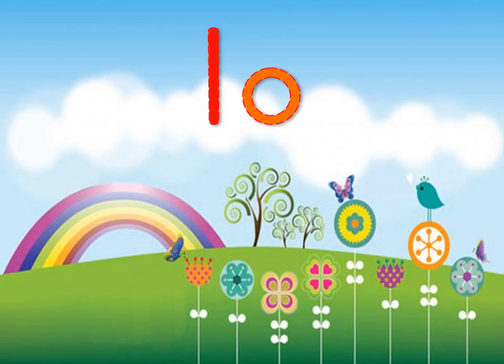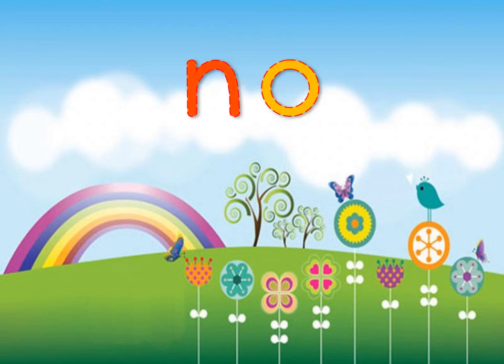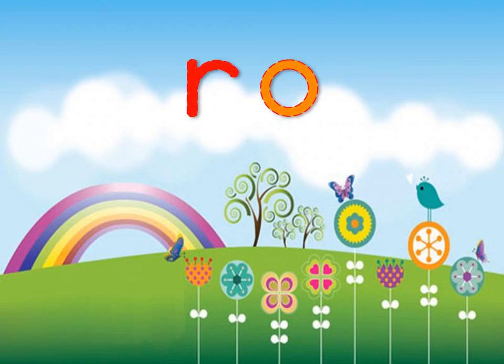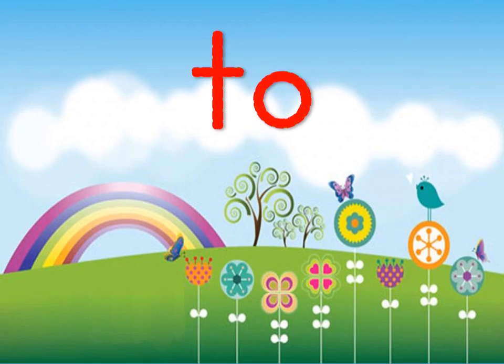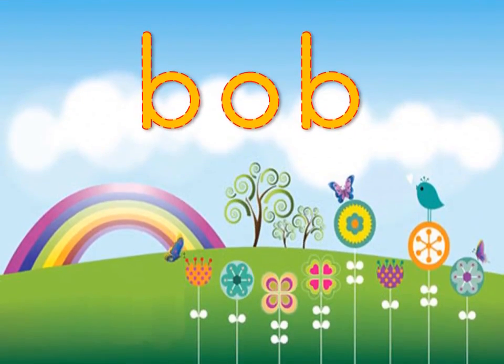L, a, la, m, a, ma. N, a, na, p, a, pa. R, a, ra. S, a, sa. T, a, ta. Wonderful. And now let's make words by blending more letters to the letter O.